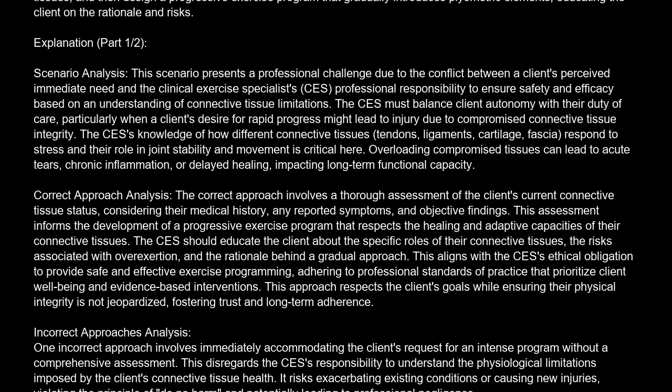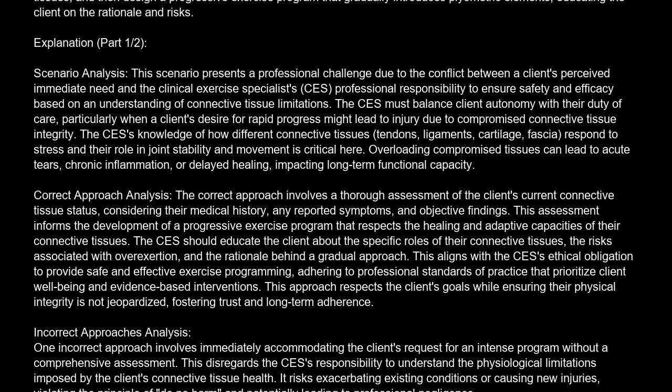Correct approach analysis. The correct approach involves a thorough assessment of the client's current connective tissue status, considering their medical history, any reported symptoms, and objective findings. This assessment informs the development of a progressive exercise program that respects the healing and adaptive capacities of their connective tissues. The CES should educate the client about the specific roles of their connective tissues, the risks associated with overexertion, and the rationale behind a gradual approach.